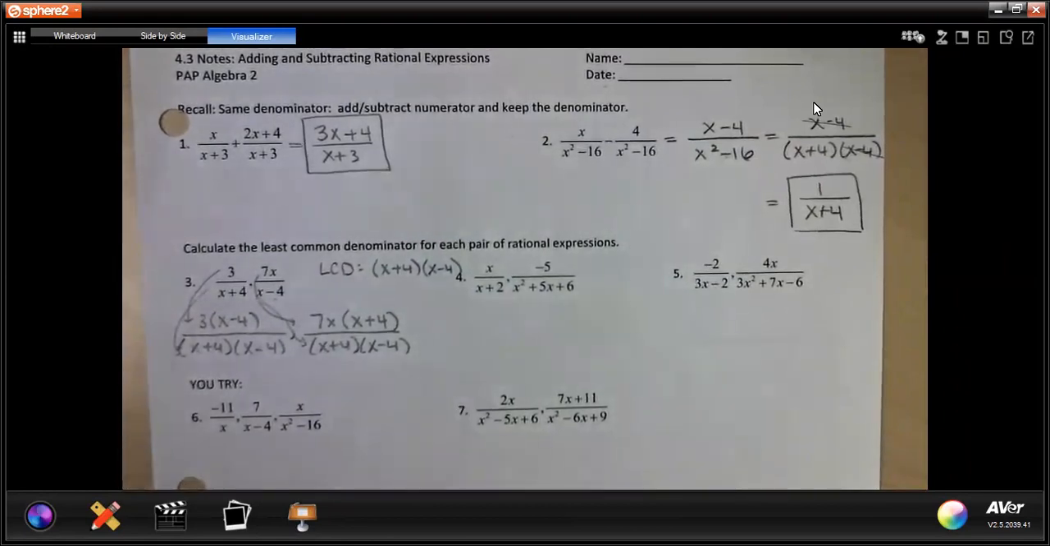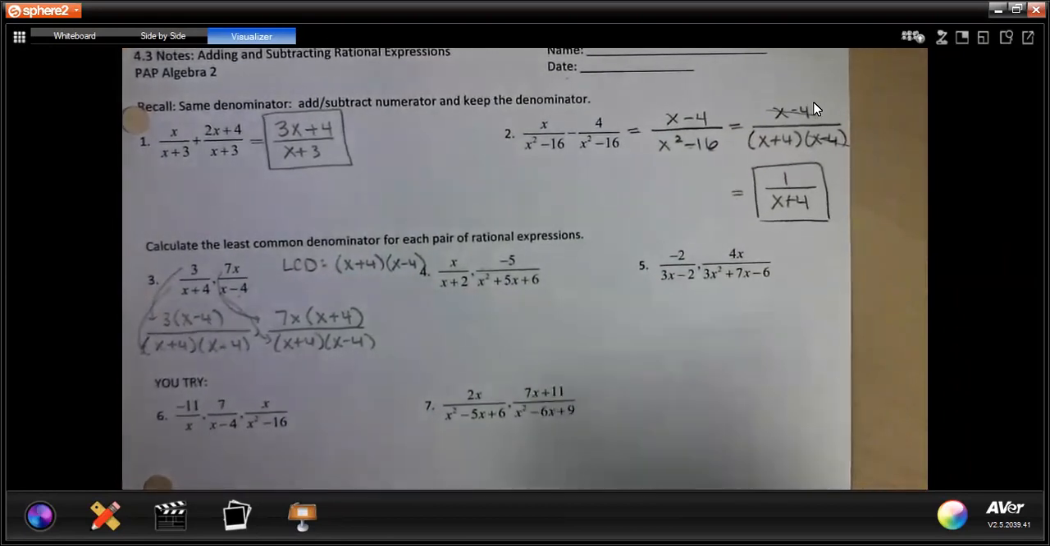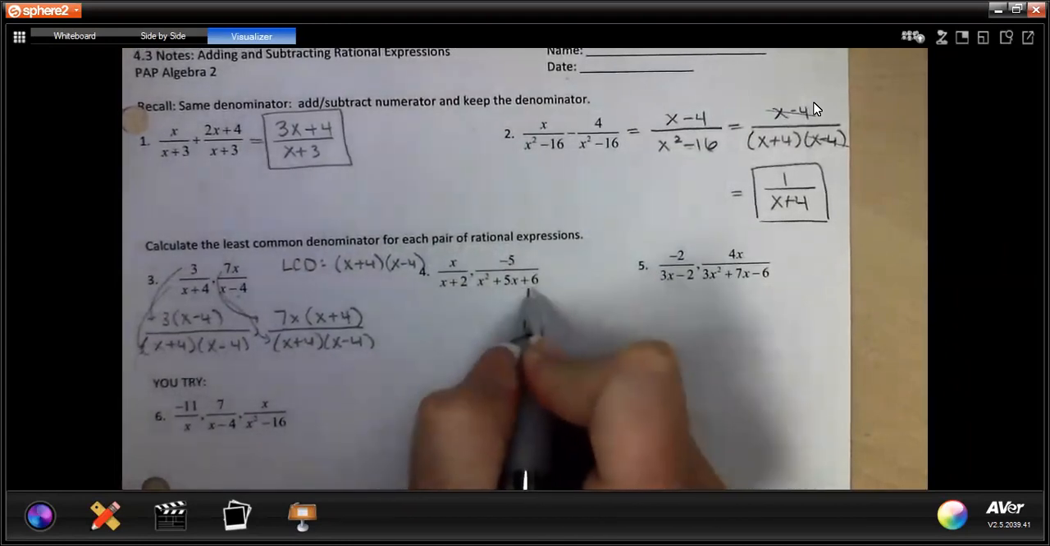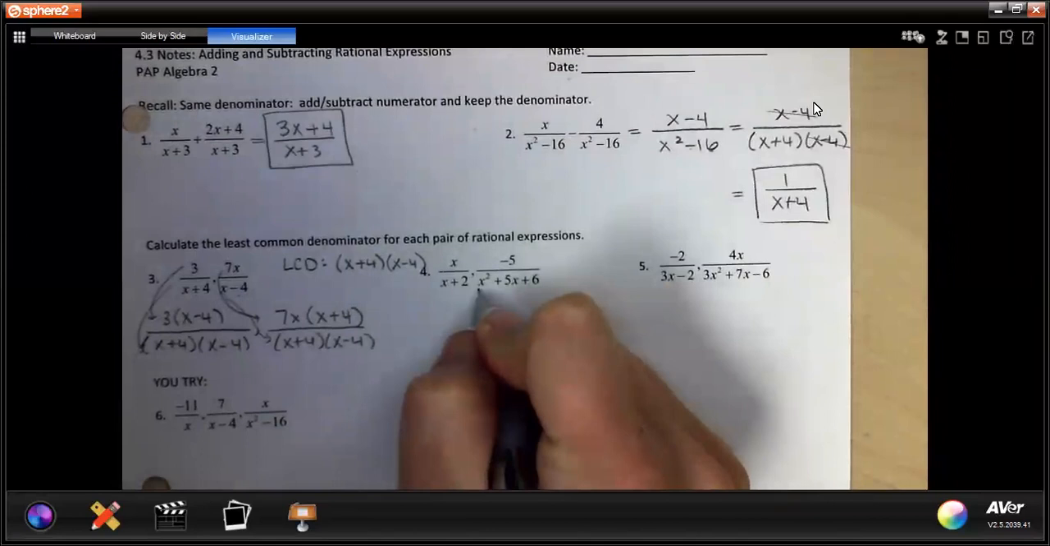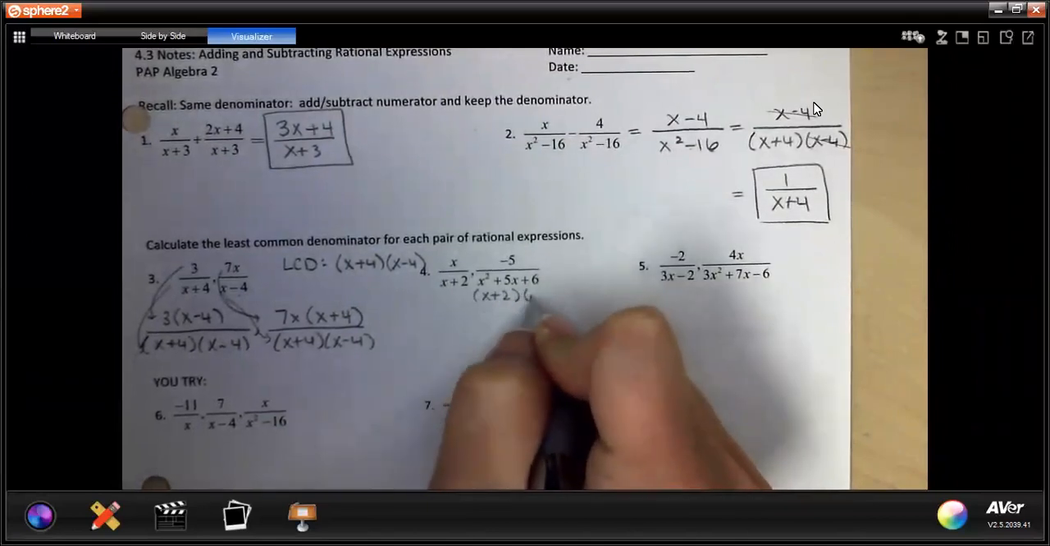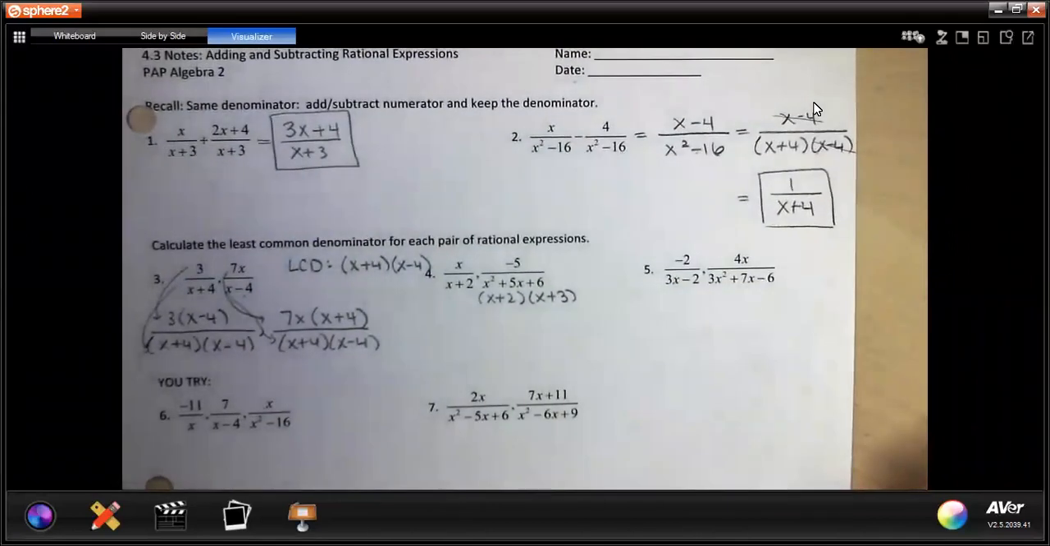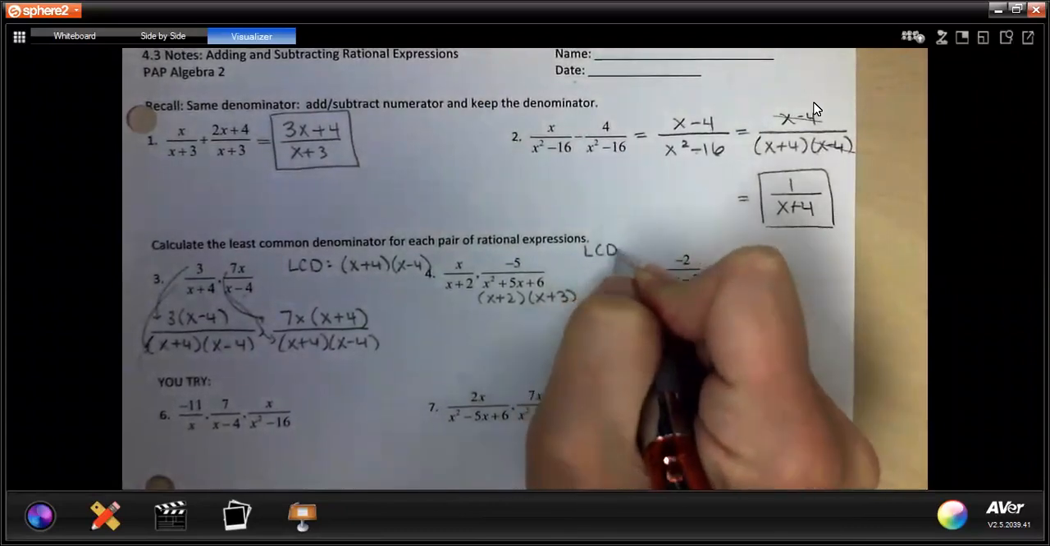All right, for this second one, to determine the least common denominator here, I'm really going to want to factor this so that I see what is in the denominator. So when I factor this bottom part here, I get x plus 2 and x plus 3. Now we can determine the least common denominator.